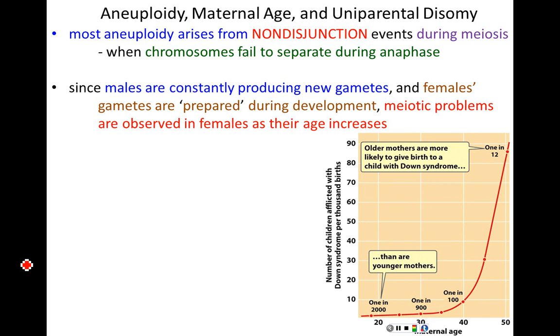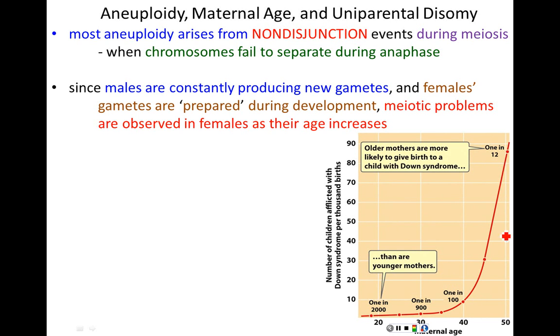So what do we see? Well, with later age, especially in the mothers, we have a much higher prevalence of these non-disjunction aneuploidy events occurring in conceived offspring. So 20-year-old mothers have about a 1 in 2,000 chance of having a child with Down syndrome. Once you hit 30, it's about 1 in 900, so the risk has almost doubled. But from 30 to 40, it's gone up tenfold, from 1 in 900 to about 1 in 100. So once you hit 40, you've got about a 1% chance of having a child with Down syndrome.